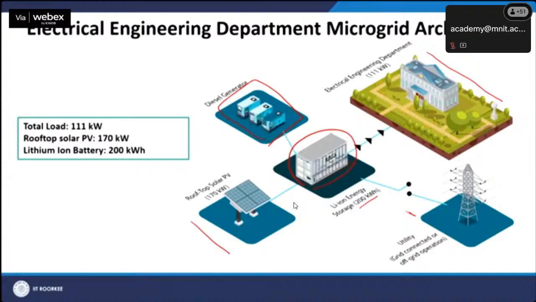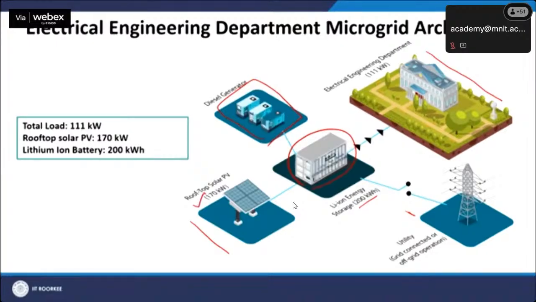If you see the 3 loading conditions, the rooftop solar is 170 kilowatt, the electrical engineering department load is considered to be close to 111 kilowatt, and then we have a storage of 200 kilowatt. So, to us this is one of the wonderful microgrid architectures one can visualize with these ratings and requirements. We will now proceed to the location at the electrical engineering department where the BESS is connected.